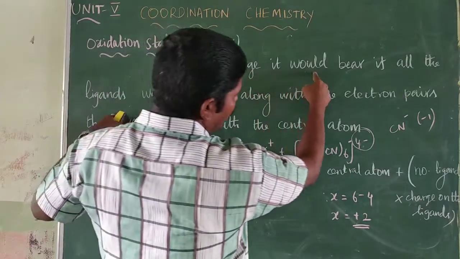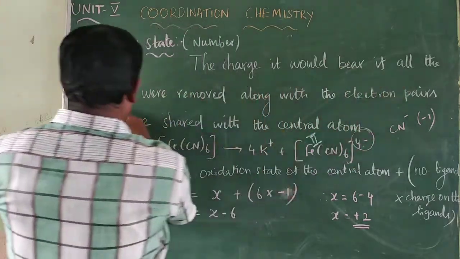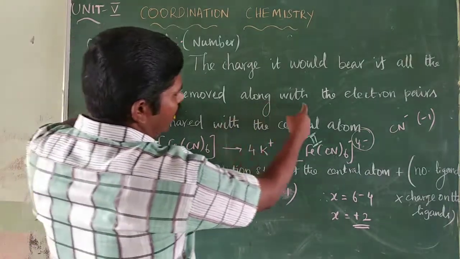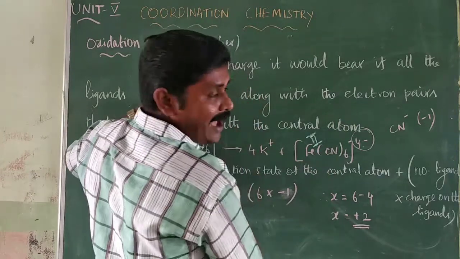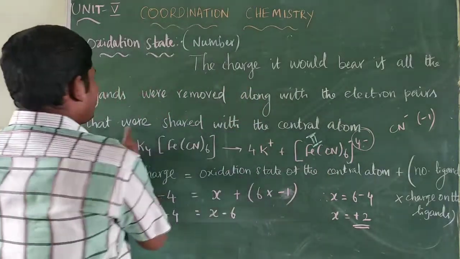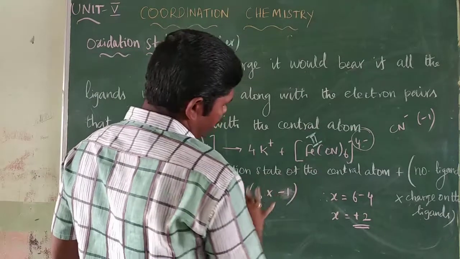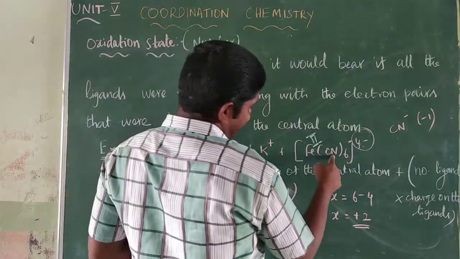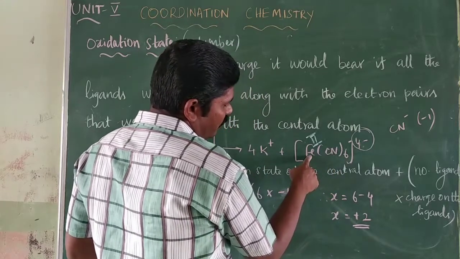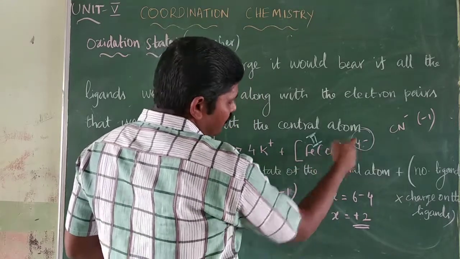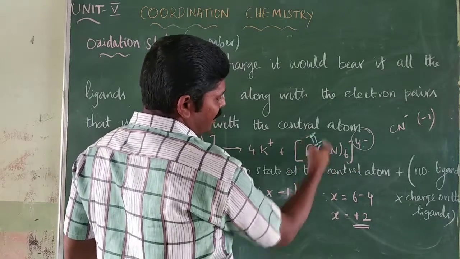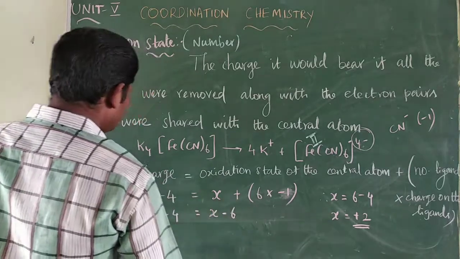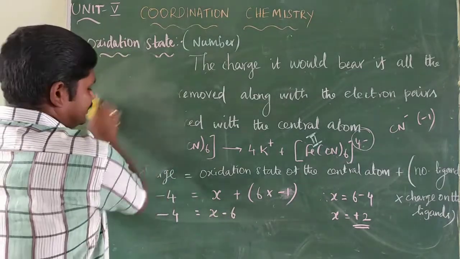The charge it would bear if all the ligands were removed along with the electron pairs that were shared with the central atom. So the CN minus ligands take their charge away, and what remains is 2. Okay, so another example, another complex.